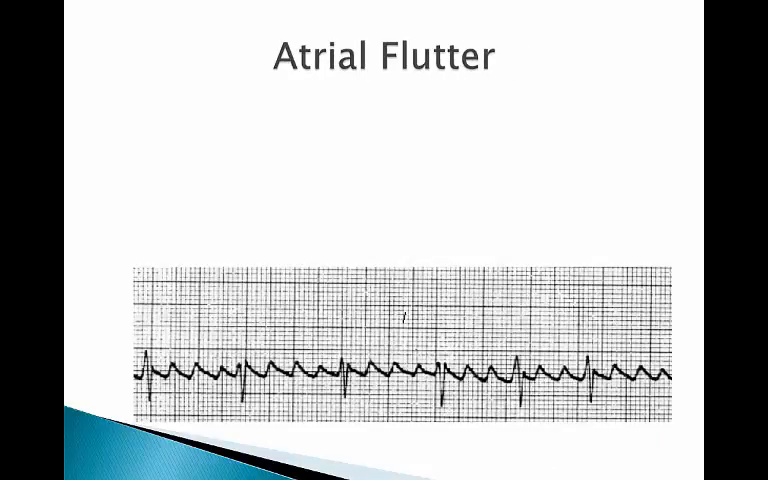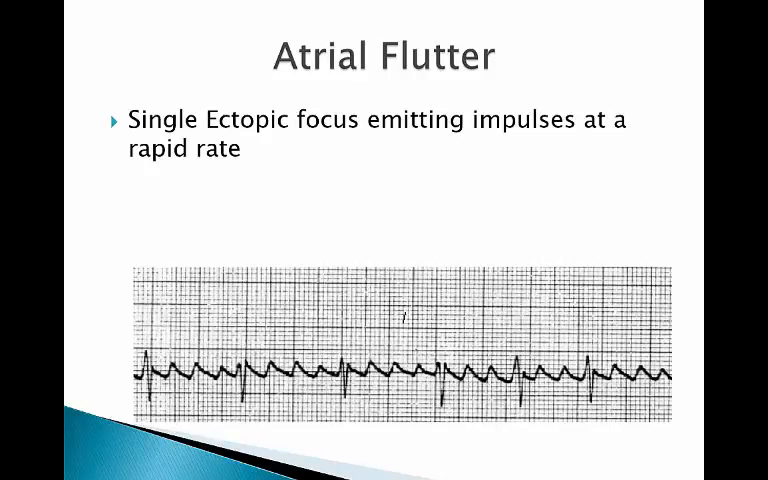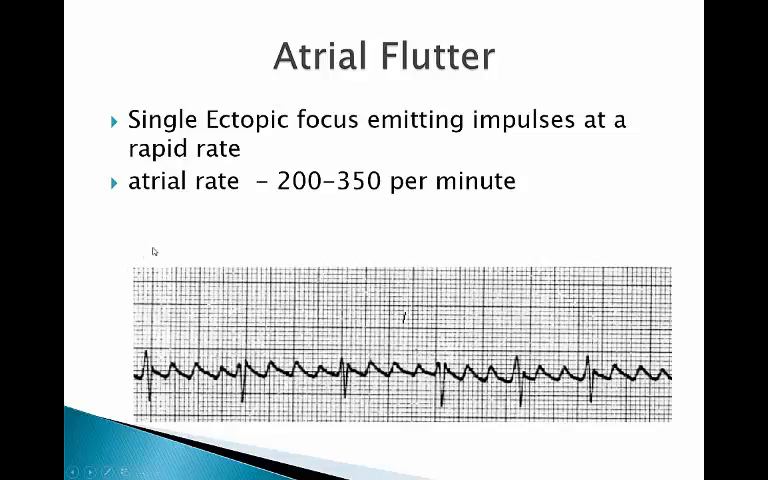All right, so the next atrial dysrhythmia is atrial flutter. So while atrial fibrillation was numerous ectopic foci shooting out electrical impulses, or numerous cardiac cells, if you will, shooting out impulses, atrial flutter comes from one cardiac cell at a rapid rate. Again, the rate is 200 to 350 beats per minute. So if the atria is beating that fast, the ventricles want to beat that fast as well.